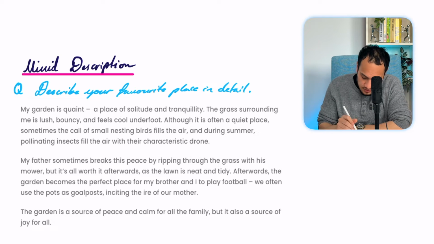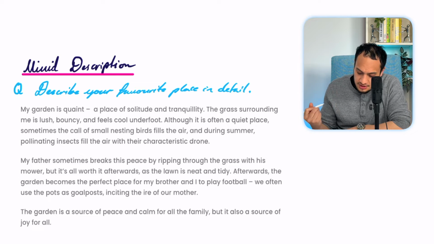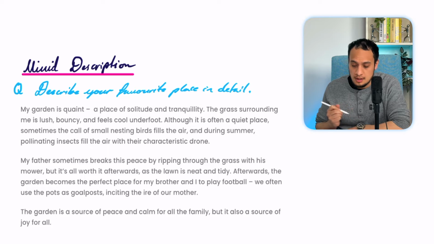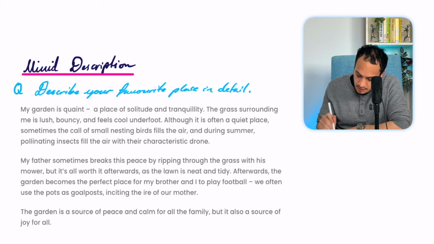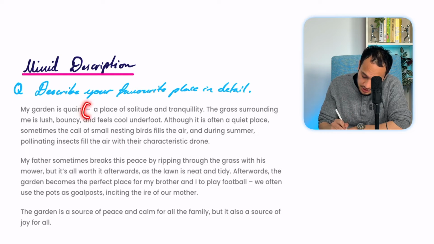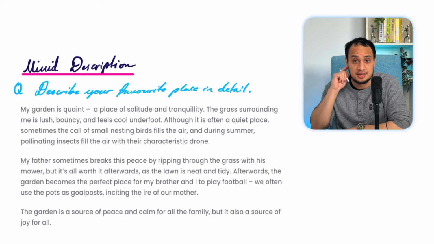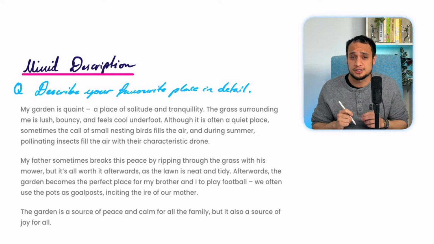If we think about it this way, it starts out, my garden is quaint, a place of solitude and tranquility. Off the mark, you've got some good vocabulary. You've got quaint, solitude, tranquility. These are difficult words. It's good to throw in some difficult words as long as you know how to use them. The grass surrounding me is lush, bouncy, and it's even got a dash actually. So we've got a little dash in there, so we've got some sophisticated punctuation.